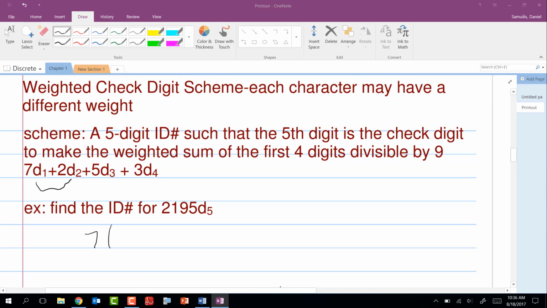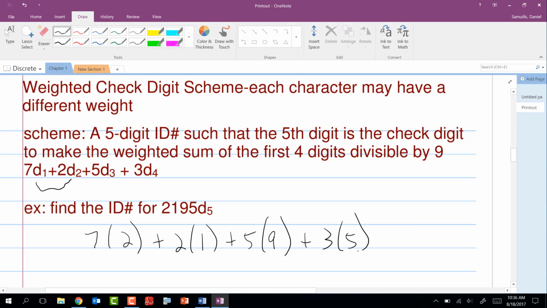7 times what? Who do I multiply 7 by? Who is this first digit in this thing that I'm checking? 2. There they are. They live. Plus, who gets multiplied by 2? 1. Who gets multiplied by 5? 9. Who's getting multiplied by 3? Isn't that fun? Don't you feel alive now?